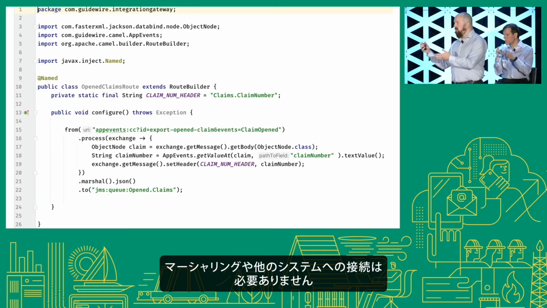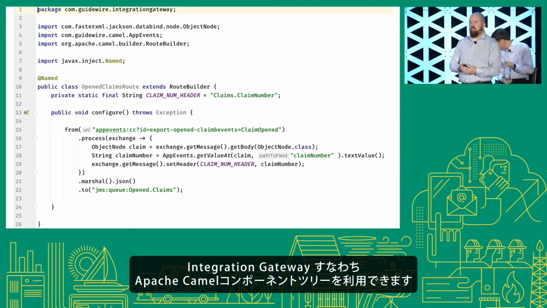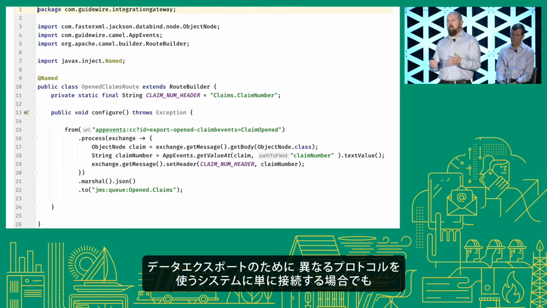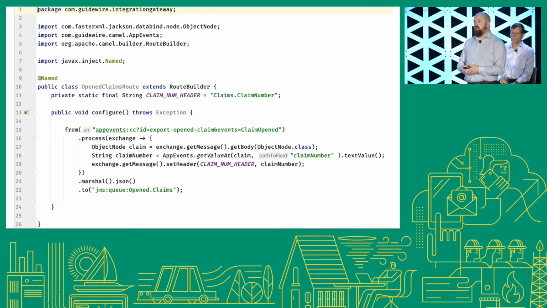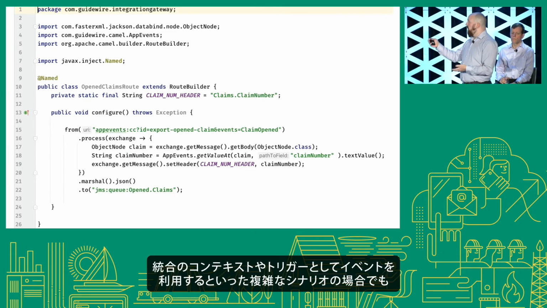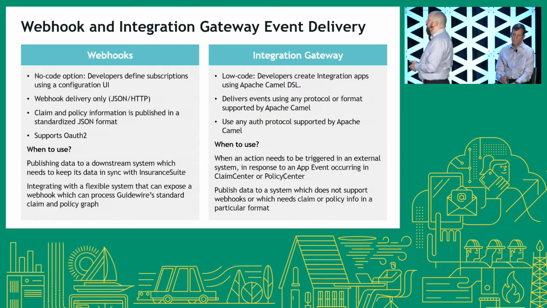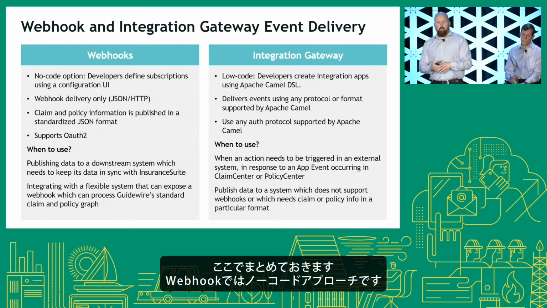Things like marshaling and connections to other systems are not things that you deal with. You use the Integration Gateway, or rather Apache Camel componentry, to do that. So whether you are connecting to some system that simply needs another protocol for that data export, or you want to have a more complicated use of the event as context and trigger for an integration, you can do it in Integration Gateway.